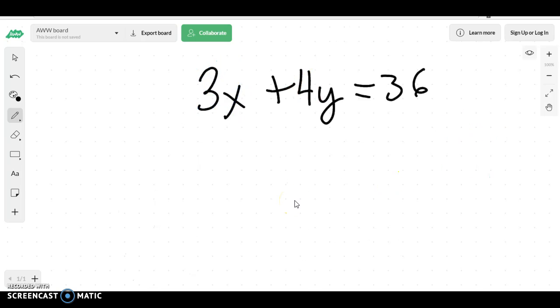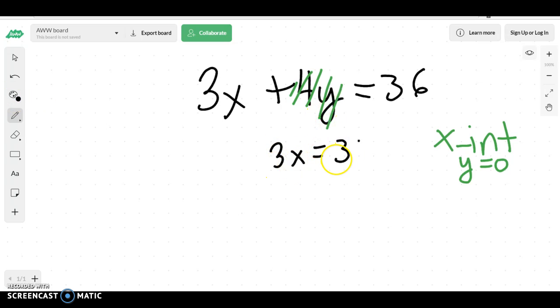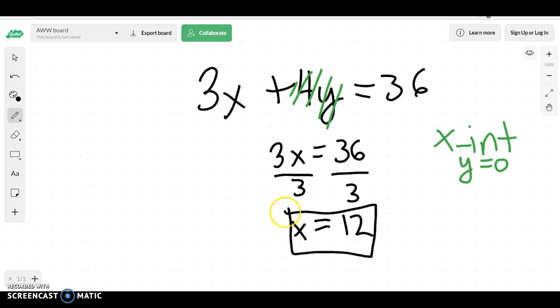Let's try the next one. Again, if you got stuck with this one, for the X-intercept, we know that our Y value is 0. We don't have a Y value, so we'll get rid of our Y value. That means we'd have 3x equals 36. To find what x equals, I divide both sides by 3, so I'd get that x equals 12. Now we would do the same thing with our Y-intercept.